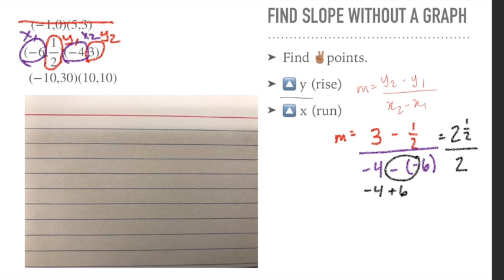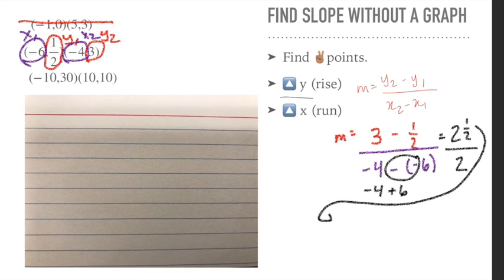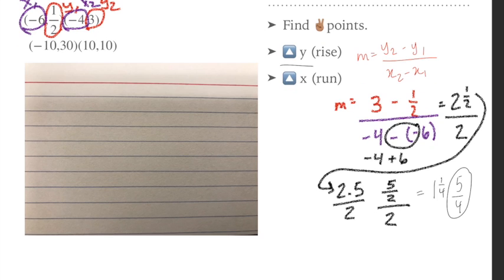3 minus a half is 2.5 over -4 plus 2. I want to go ahead and reduce this because you don't see mixed fractions in the slope. You can go ahead and reduce it. You know, if you have a decimal, you could have 2.5 over 2. You could have 5/2 over 2, which becomes increasingly complicated. But you can also realize that 2.5 divided by 2 is going to be the same as 1 1/4, or if you were to change that into a fraction, it is 5/4. So that is going to be my slope.